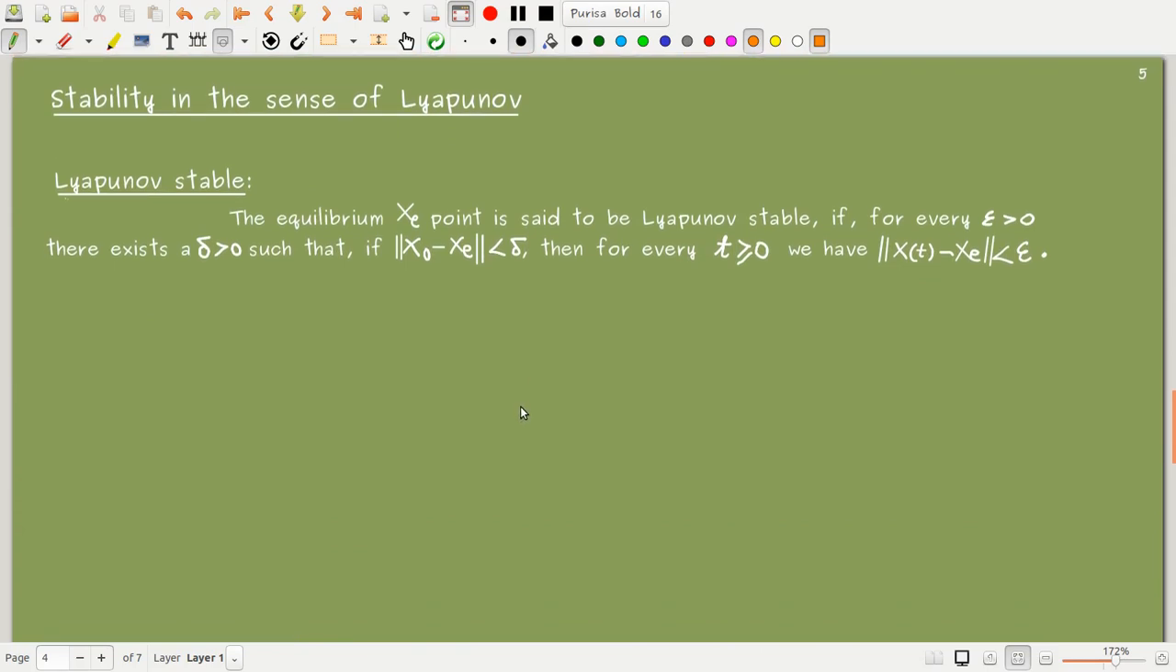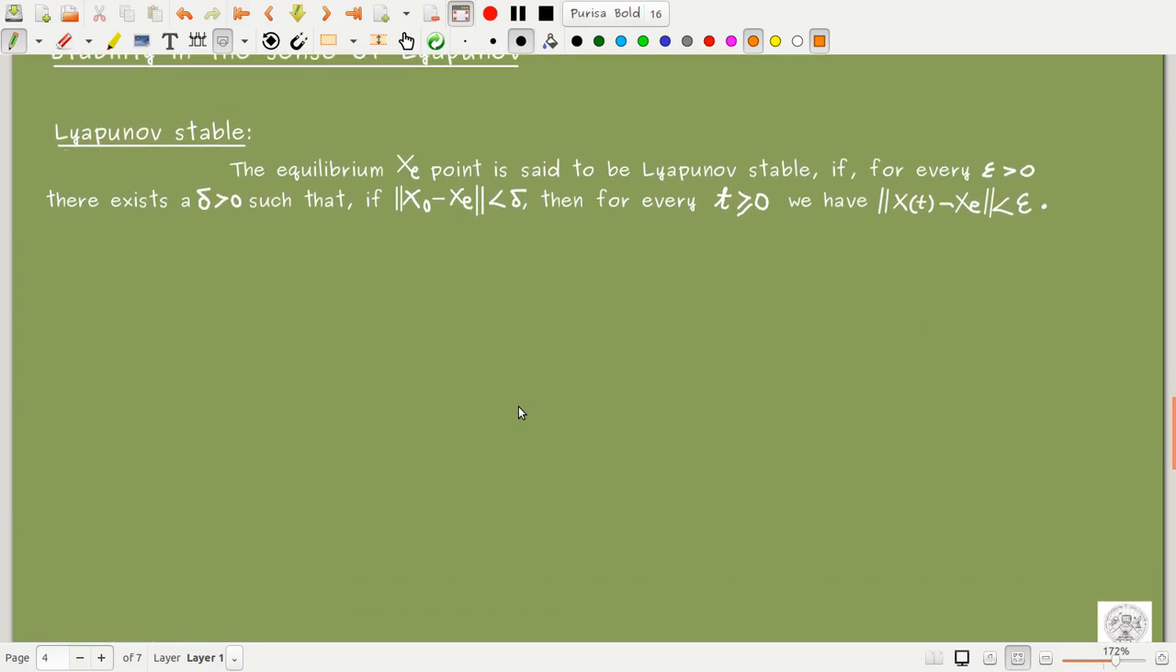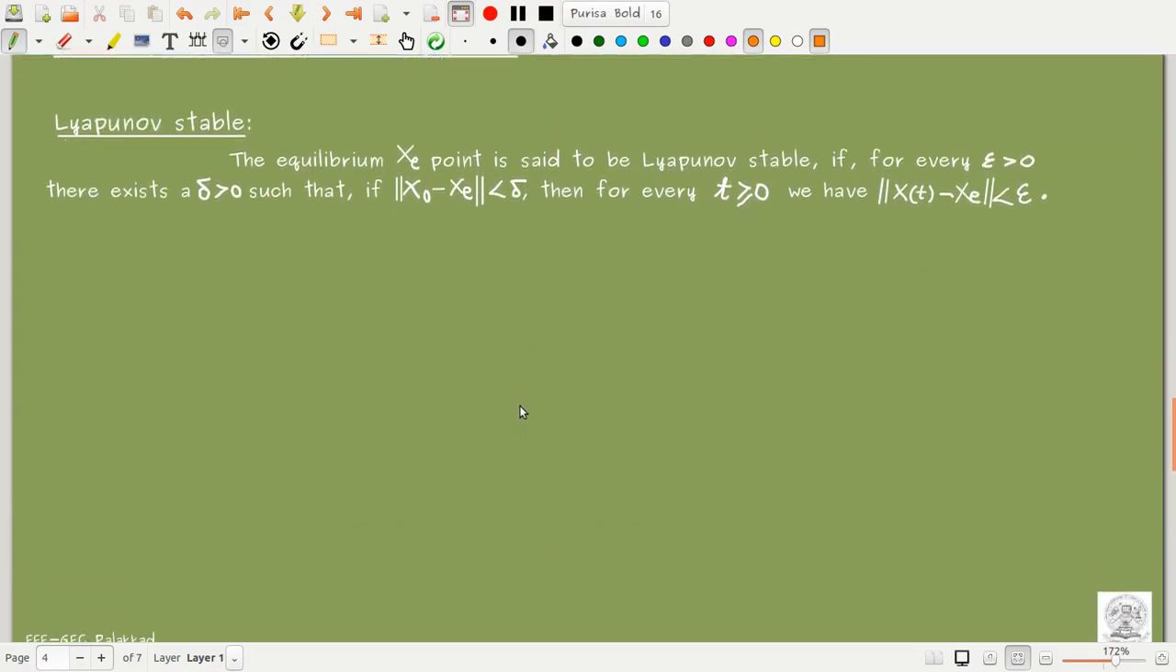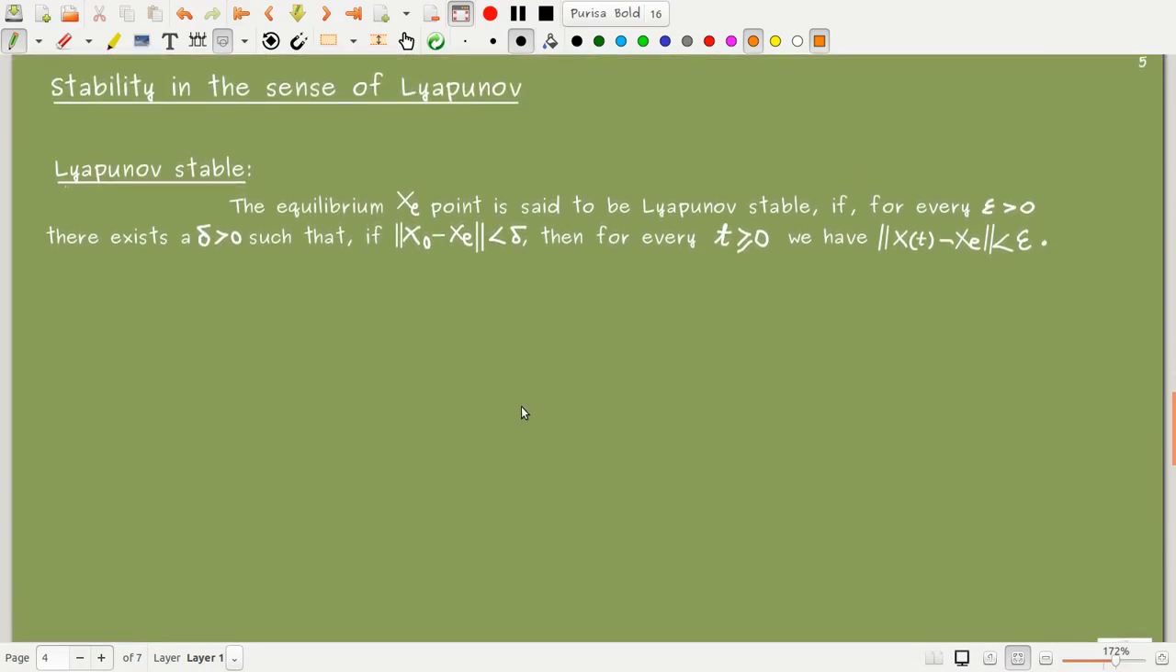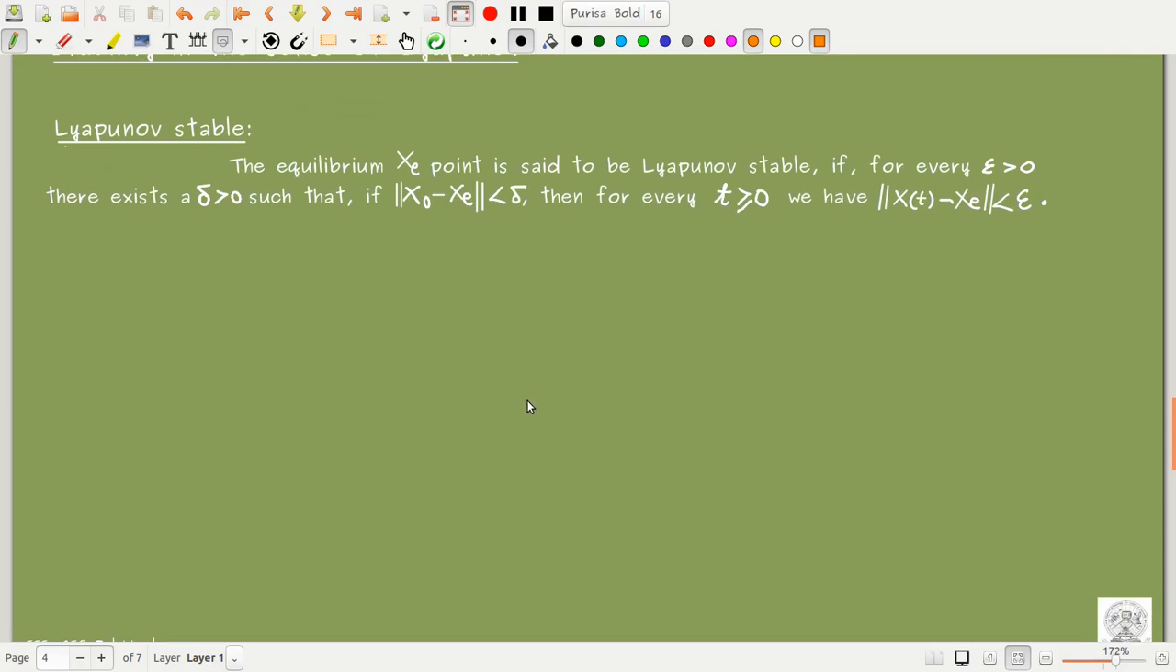So Lyapunov was in fact a scientist who had studied a lot about the stability of nonlinear systems. According to him, any equilibrium point of the system is stable if for every epsilon greater than 0, there exists a delta greater than 0 such that if norm of x0 minus xe is less than delta, then for every t greater than or equal to 0, we have norm of x(t) minus xe less than epsilon. The only thing you might have understood was these norms.